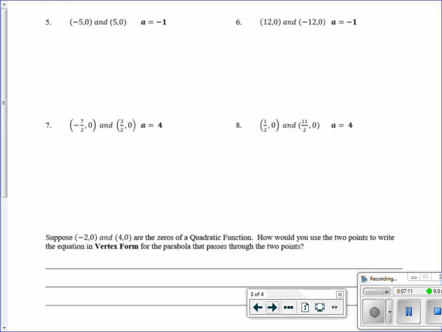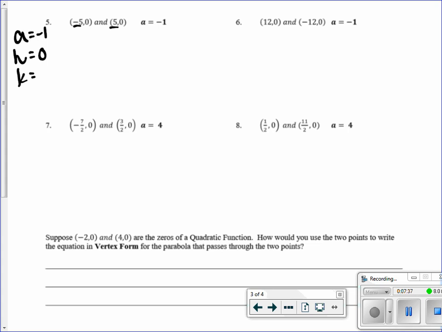So on the next part, we're going to practice some more. It's just that now our A value isn't 1 anymore. We're going to switch it up. So if we look at number 5, it's the exact same thing. We have to find A, H, and K. A is -1 this time. For our H value, add these together, then divide by 2. -5 plus 5 is 0, so 0 divided by 2 is 0.